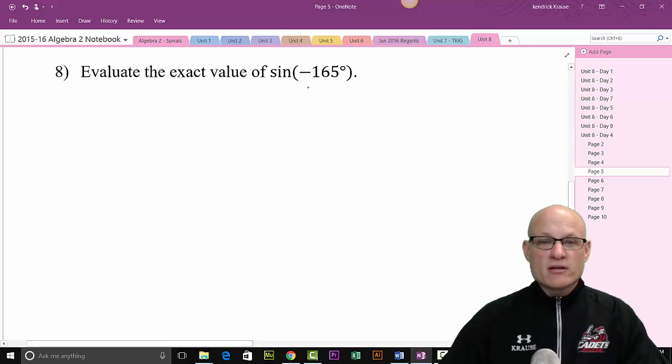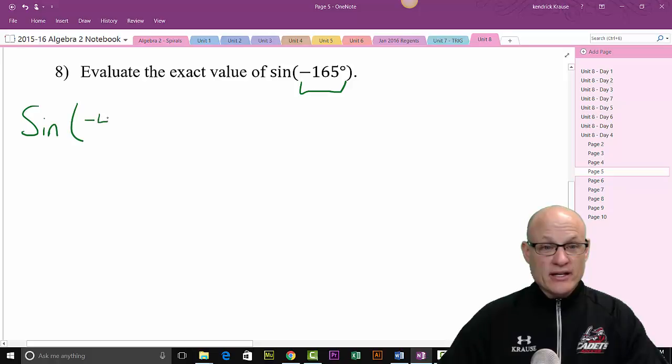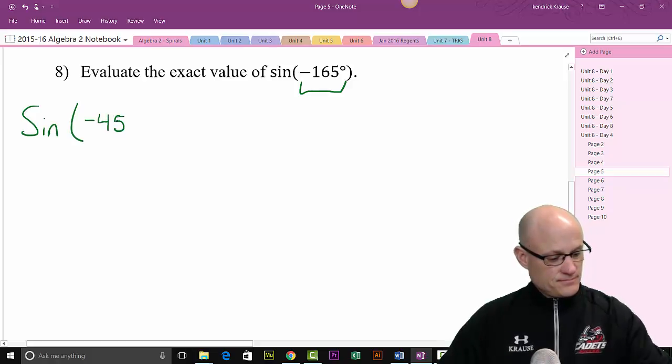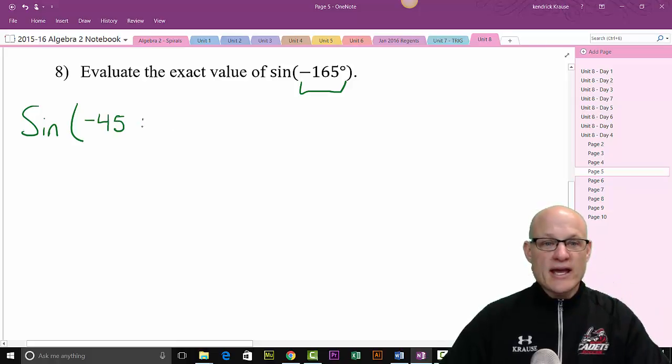We just got to make negative 165. Well, that's not a problem. I know it's got a 5 in it, so I know I got to use like negative 45. And then I'm going to add to that. What do I add to that? Take 45 away, you get negative 120 degrees.